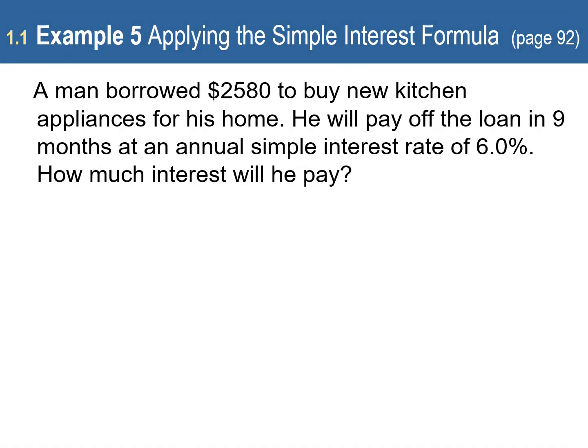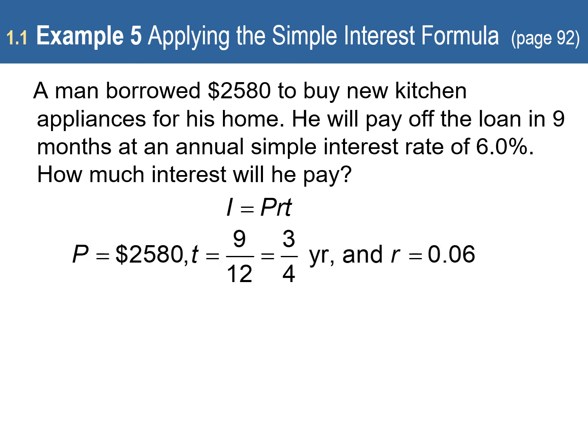Now, suppose a man borrowed $2,580 to buy new kitchen appliances for his home. He will pay off his loan in 9 months at an annual simple interest rate of 6%. How much interest will he pay? Well, you remember the simple interest formula is I is equal to PRT.